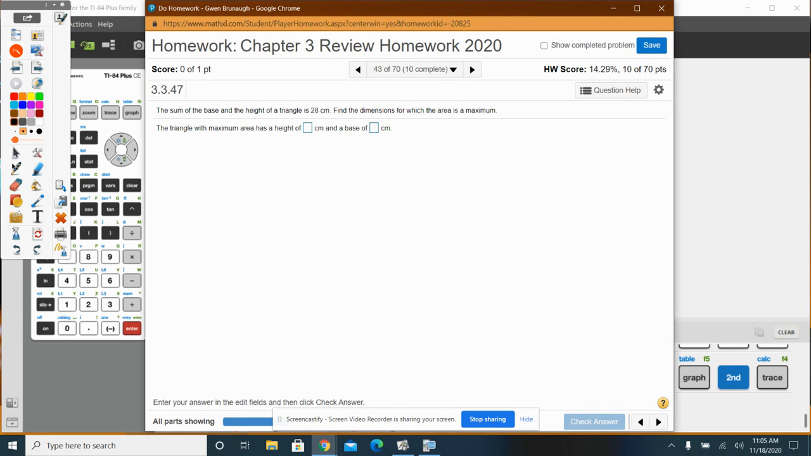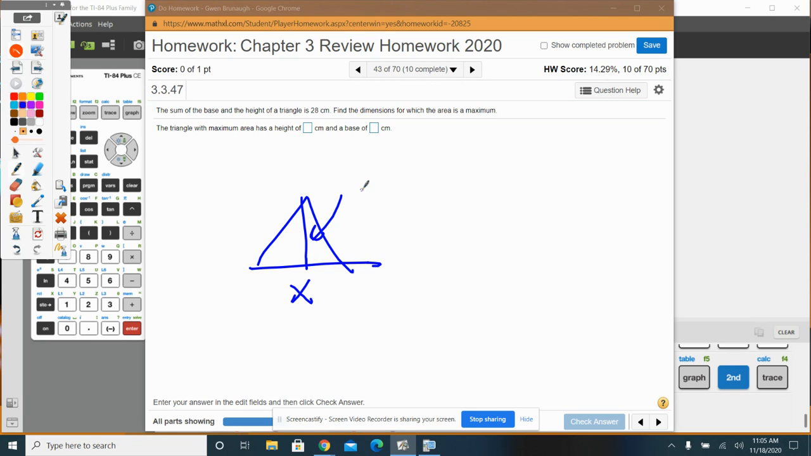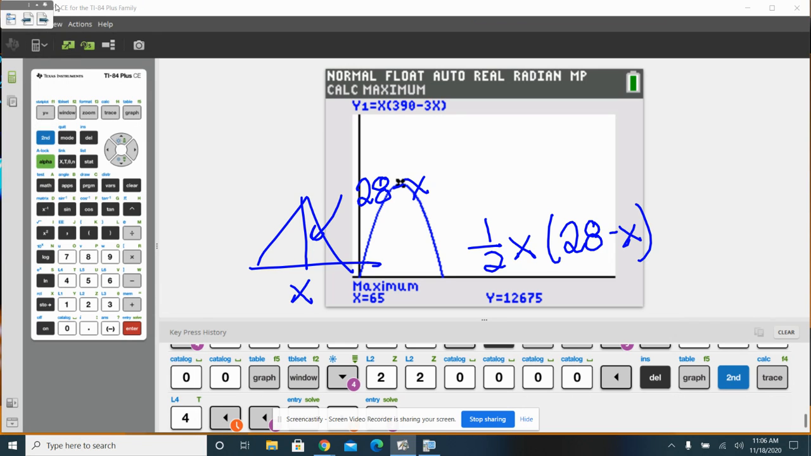Okay, the sum of the base and height of a triangle is 28. We talked about this. So if you take the base and the height, it gets 28. So if this is x, then this has to be 28 minus x. And how do you find the area of a triangle? That's 1/2 base times height. So I at least need to see that. And then they're going to find the maximum. So we'll just type it into your calculator and find the max.